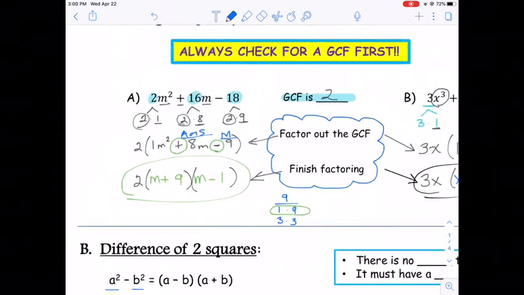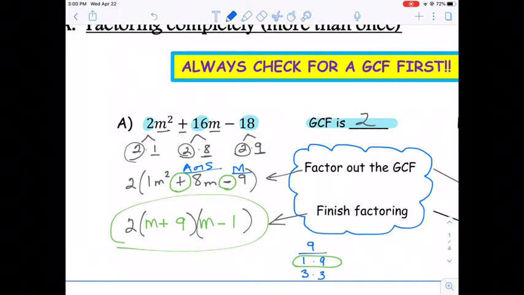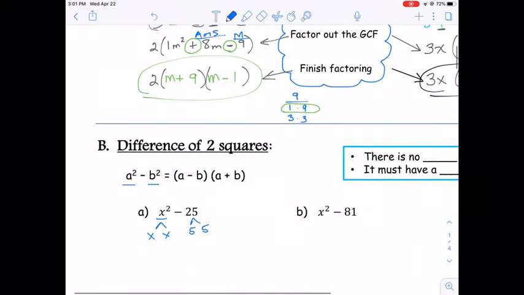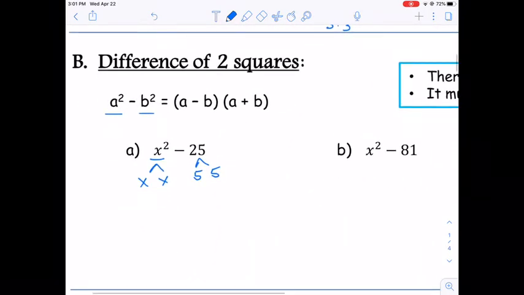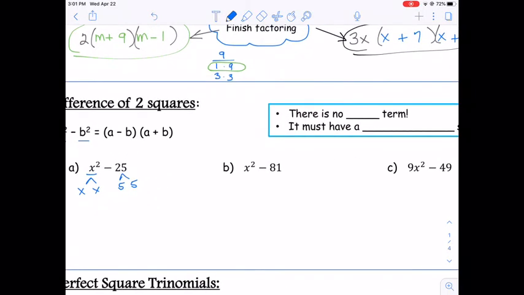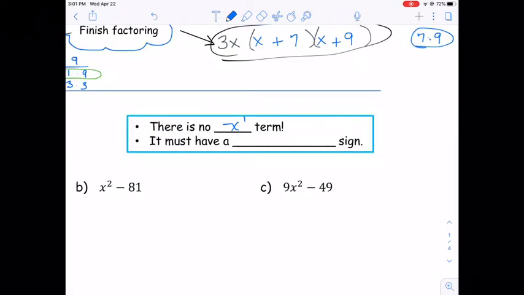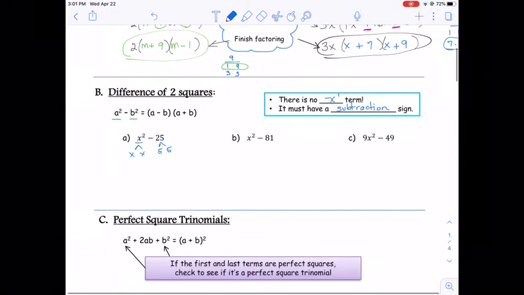Normally when we do our factoring, we saw like we had m squared and an m and then the constant that did not have a variable with it. When we do difference of two squares, it's only two terms, an x squared or variable squared and the constant. No term has an x to the first power. Also, it must have a subtraction sign. If you're adding the two terms, this does not work. It has to be subtracting.